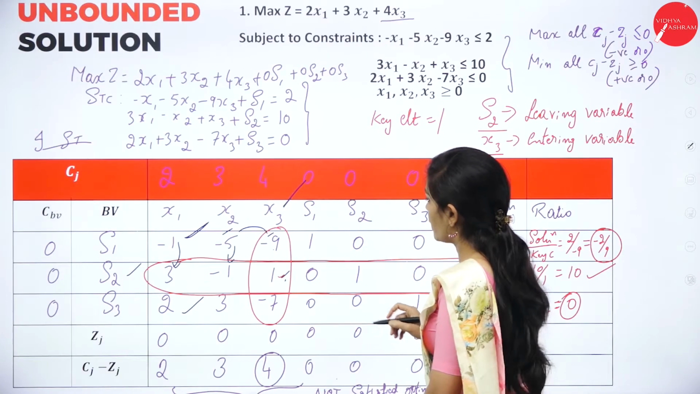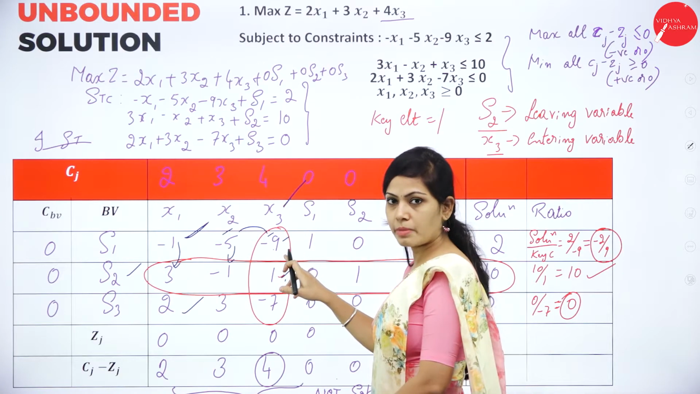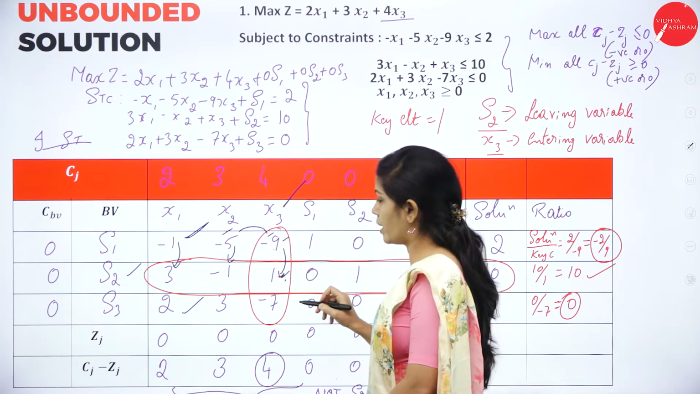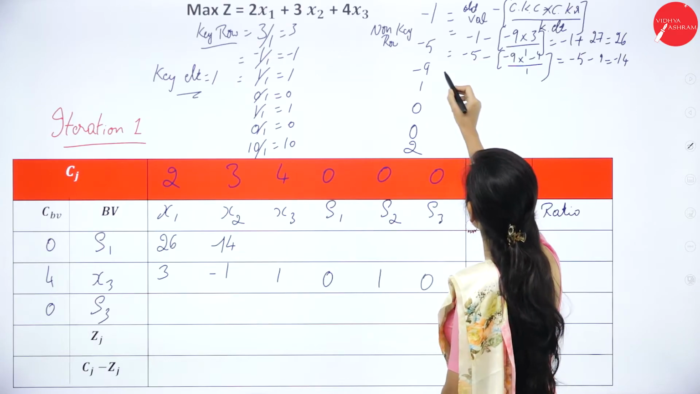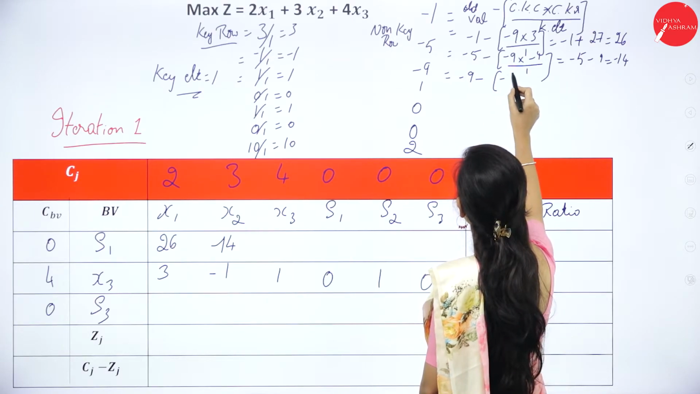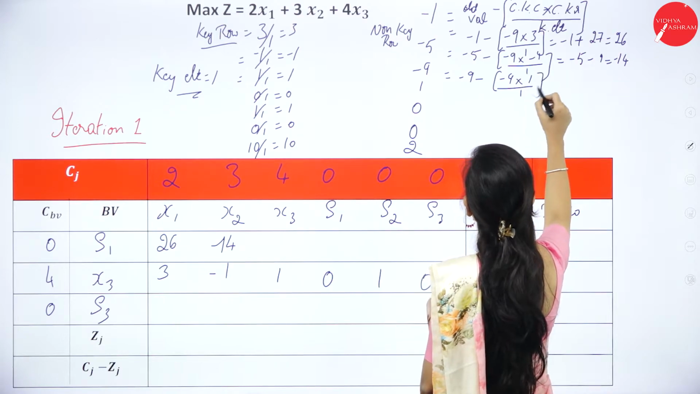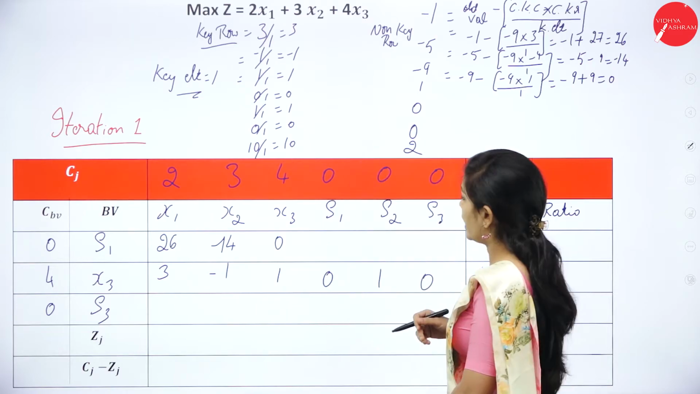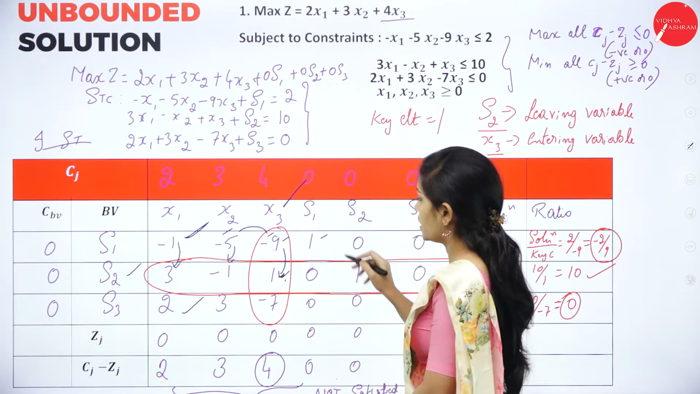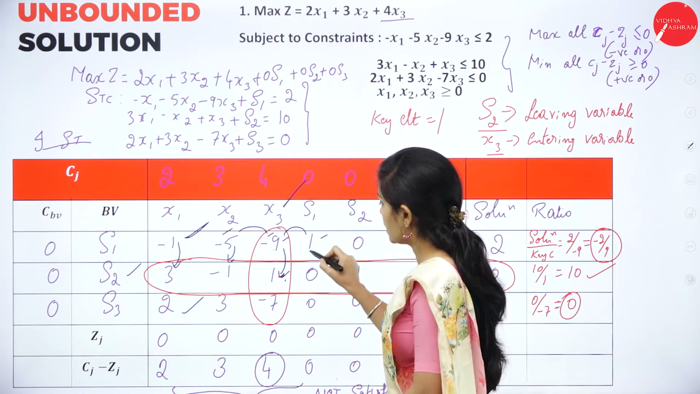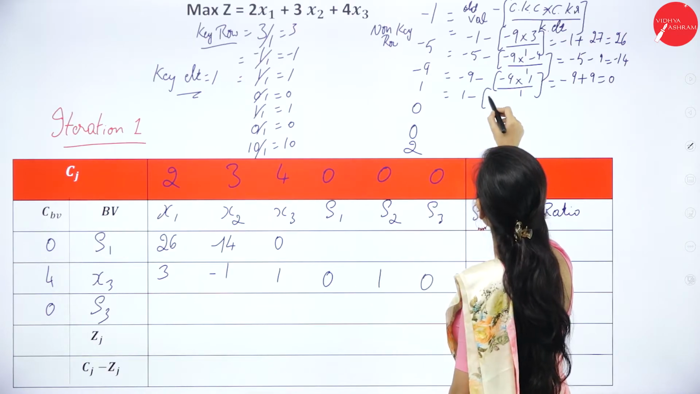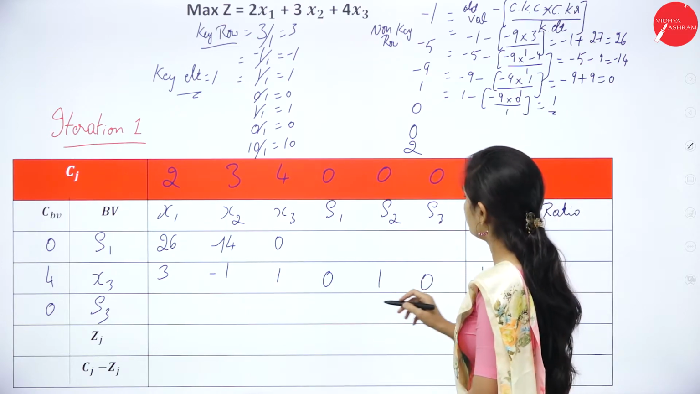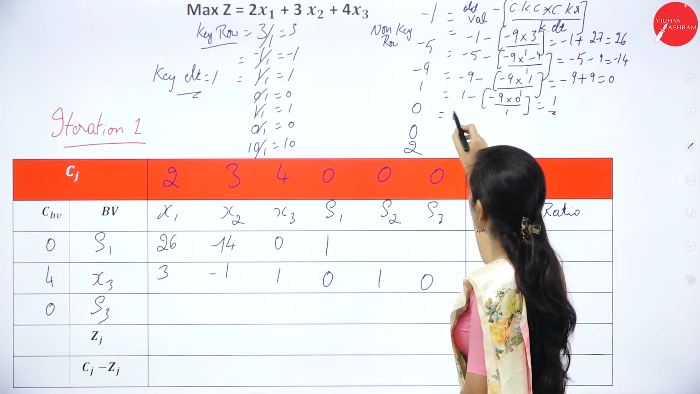Minus 14. And the next value is minus 9. Old value is minus 9. Corresponding key column also minus 9. And corresponding key row is 1. So minus 9 minus of minus 9 into 1 by 1. It is minus 9 plus 9 is equal to 0. And old value is 1. Corresponding key column minus 9. Key row is 0. 1 minus minus 9 into 0 by 1. So, answer is 1.